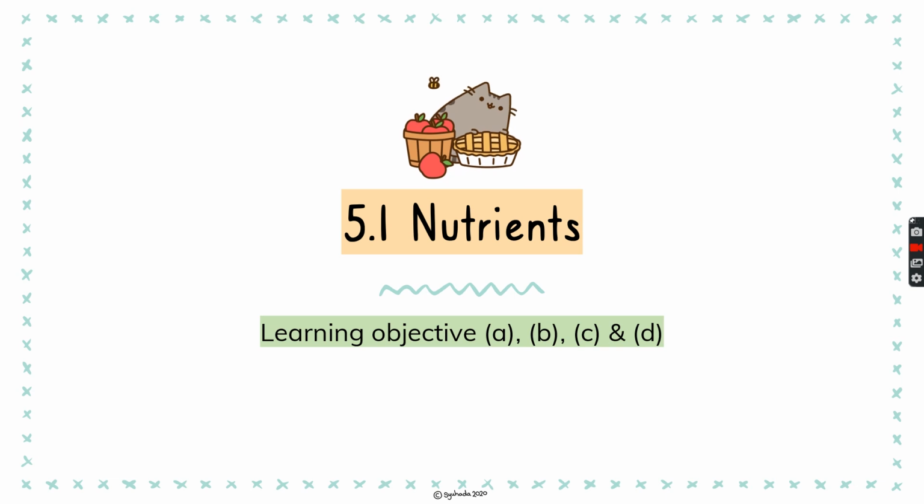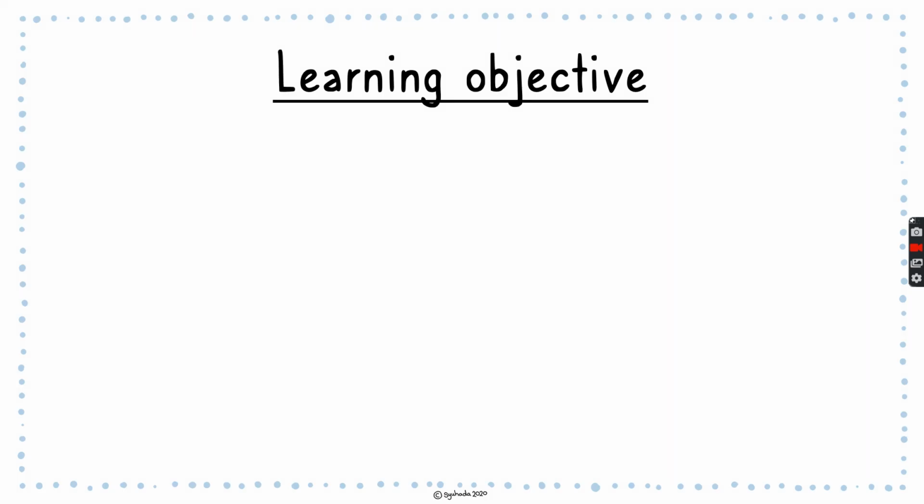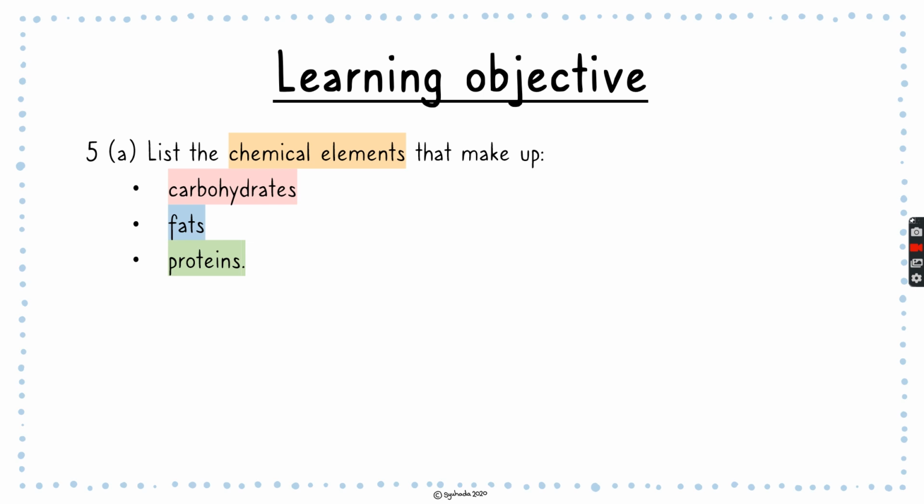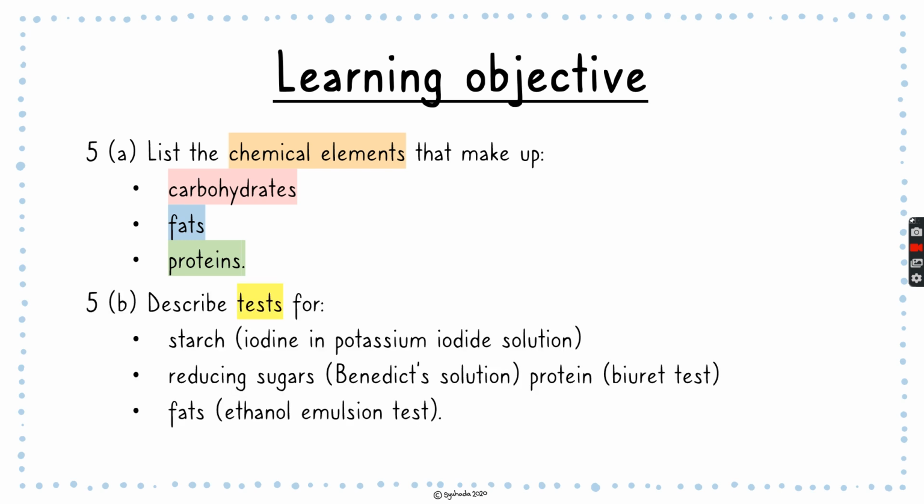Now we're going to look into 5.1 nutrients, which actually covers 4 learning objectives, but today we're going to look at 2 learning objectives. The first one is 5A, which is list the chemical elements that make up carbohydrates, fats, and protein. And 5B, describe tests for starch, which is the iodine in potassium iodide solution, reducing sugars using Benedict's solution, and also protein using the Biuret test.